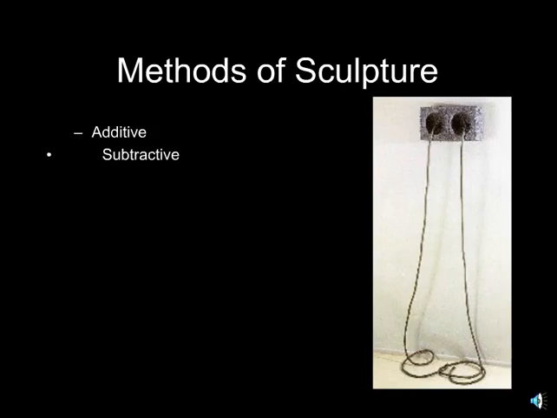Now, sculpture can be done in one of two ways. It can be done in an additive sense, like we see here, where you add things together, or it can be done in the subtractive sense. The Michelangelo sculpture of David that we just looked at was subtractive, in that he started with a large block of marble, took a hammer and chisel to it, and knocked away what did not belong. Sounds quite simple, doesn't it?